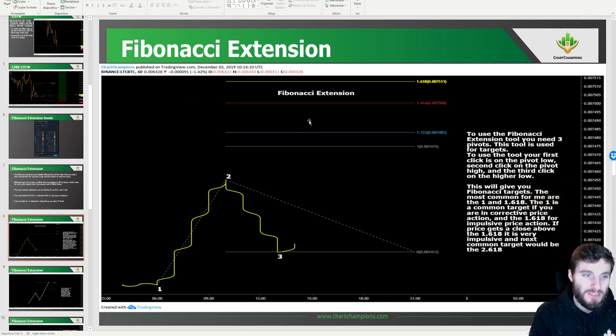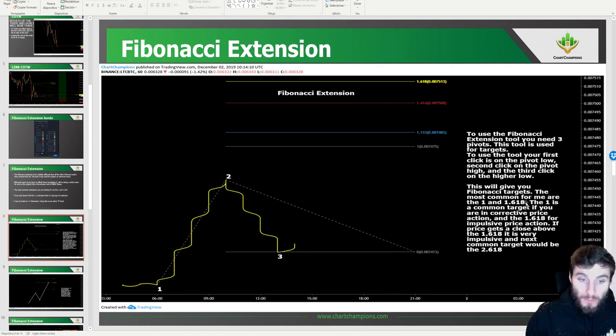So first thing you need to understand: here we would be saying we're expecting higher prices. We're expecting price to extend to the upside. To use the Fibonacci extension tool, all you need is 3 pivots. This tool is used for targets, naturally. Your first click is on the pivot low, pivot low number 1. The second click will be on the pivot high, and the third click is on the higher low. This will give you your Fibonacci targets.